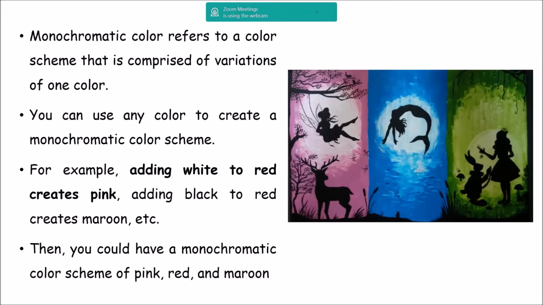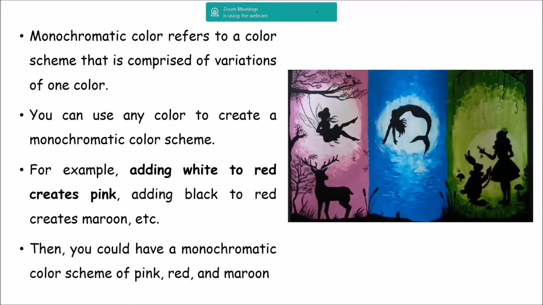So monochromatic color refers to a color scheme that is comprised of variations of one color. So in the painting, you can see how they have added violet, blue, and green, just to give an understanding of those monochromatic paintings. You can use any color. I am not going to tell you which color you are going to use to create that monochromatic color scheme. For example, I'm just telling you, if you have red.